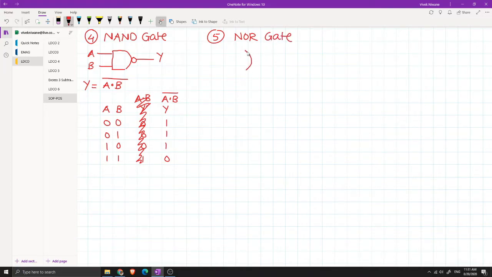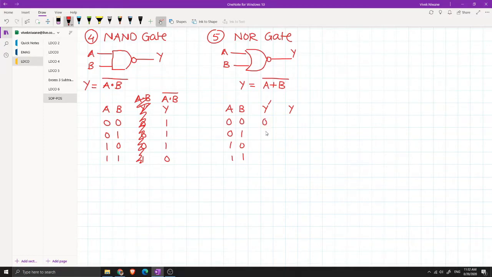Similarly, we have another gate, the NOR gate, whose symbol looks like the OR gate, but this time our output is inverted. So we have two inputs A and B and output Y. The logic equation looks like A plus B, and its complement. Let us write down the truth table. I will write Y dash and Y. A B: 0 0, 0 1, 1 0, 1 1. 0 plus 0 is 0, 0 plus 1 is 1, 1 plus 0 is 1, and 1 plus 1 is 1, and now its complement: 1 0 0 0. So the truth table of the NOR gate is A, B and Y.